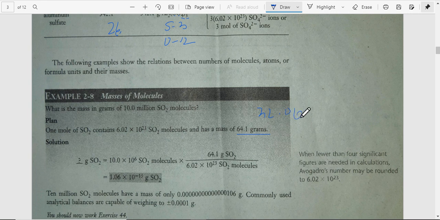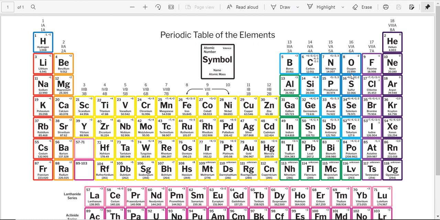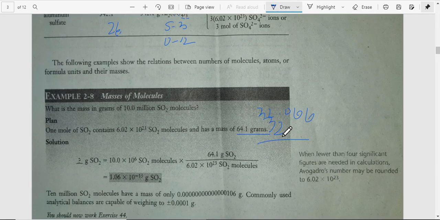32.066. Then, two oxygens is roughly 16 plus 16, so 32. If we are not basing on the periodic table, oxygen is 15.99, so just round off. So, 64. Then round off the tenths. Therefore, you have 64.1 grams. That is the molecular weight of your SO2.